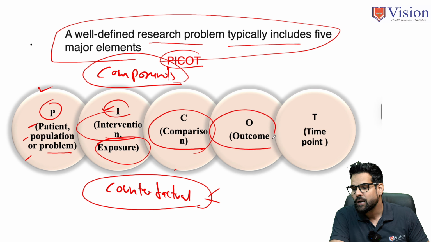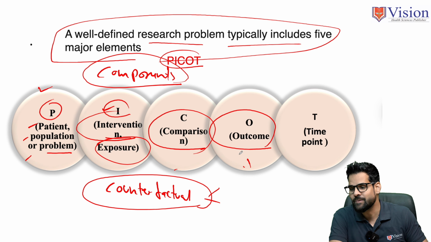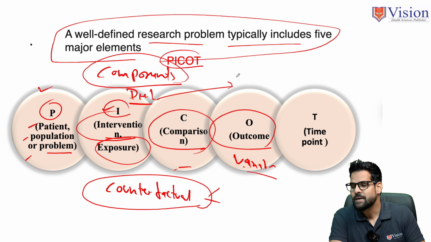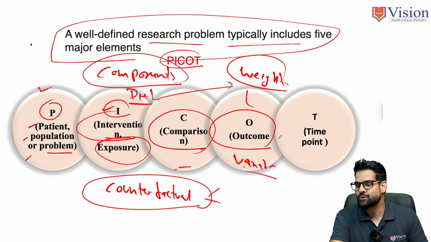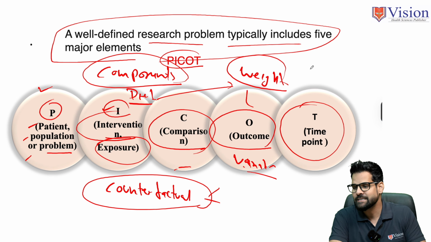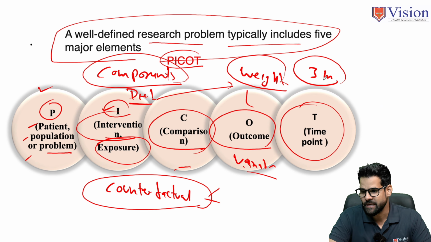Then outcome. Outcome means how you are going to assess the outcome variable, your variables. As I said in the same example, the intervention was my diet program of 3 months. What was the outcome? Maybe the body weight. Weight was the outcome. And the time point at which you are going to see it, as I said, 3 months. So these are the minimum elements that I say should be part of it.